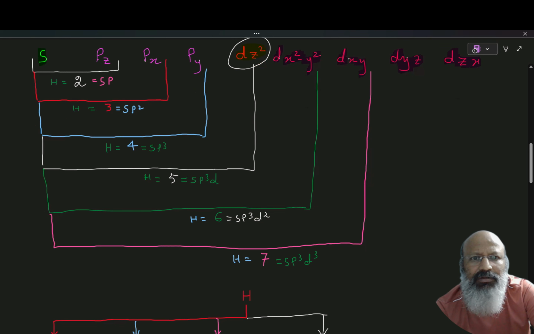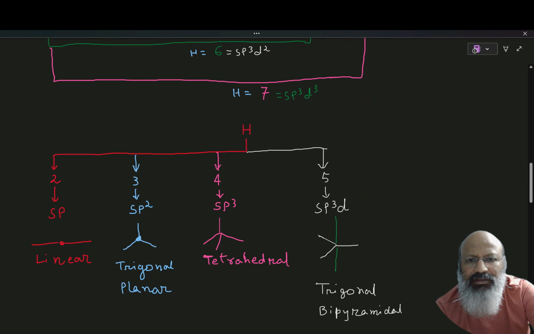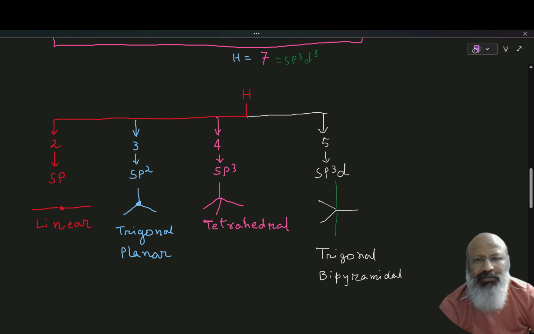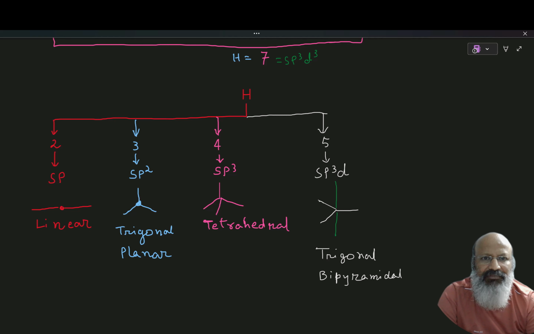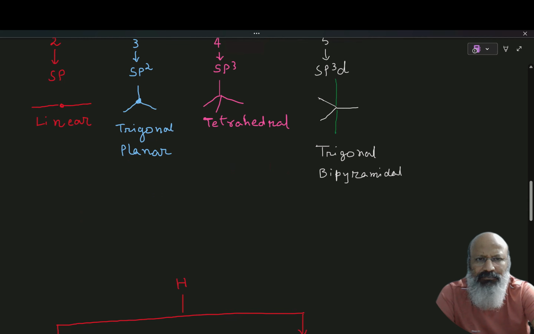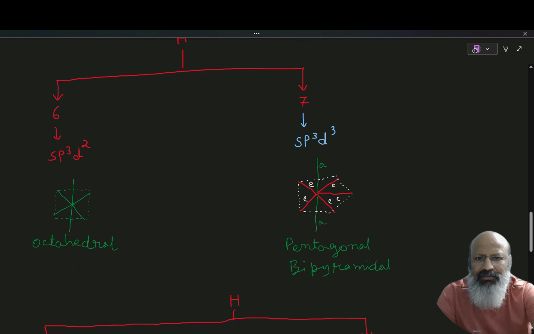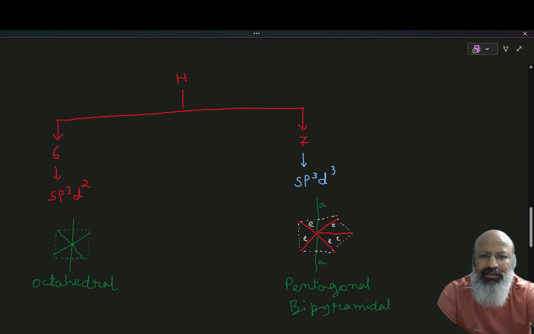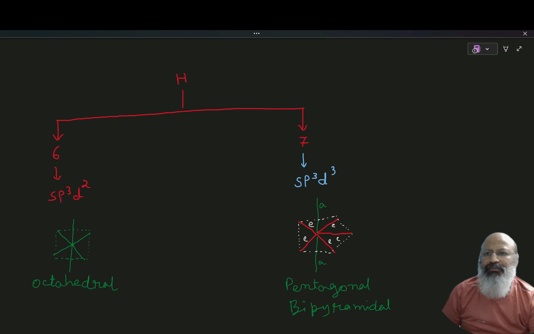Now, later on, when you come to the geometry part, if it is 2, it is linear. For 3, that is sp2, trigonal planar. For 4, sp3, tetrahedral. For 5, sp3d, that is trigonal bipyramidal. I'm not going to discuss it in detail. My only discussion today is the application part. And if the answer is 6, then octahedral. And if it is 7, that is pentagonal bipyramidal.